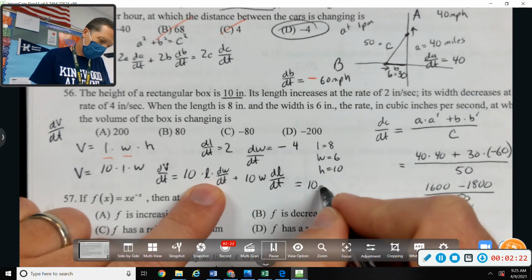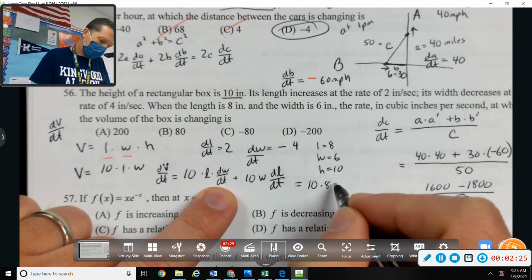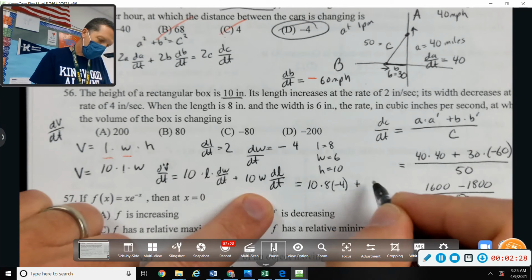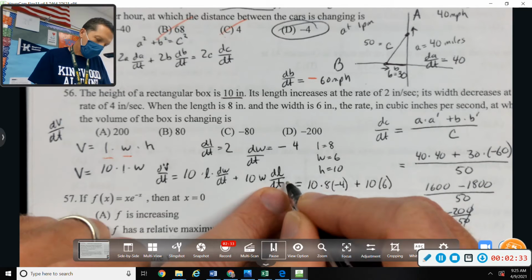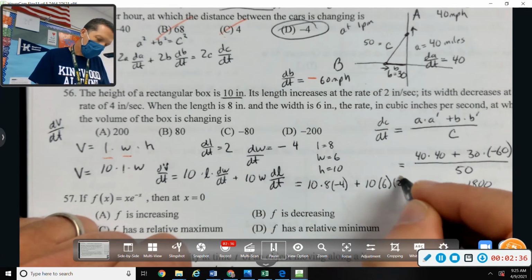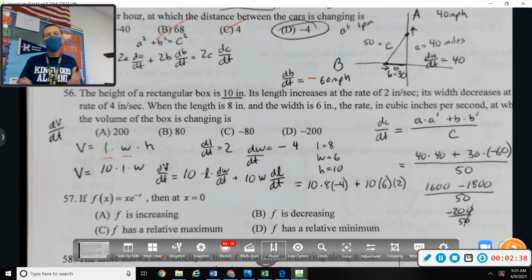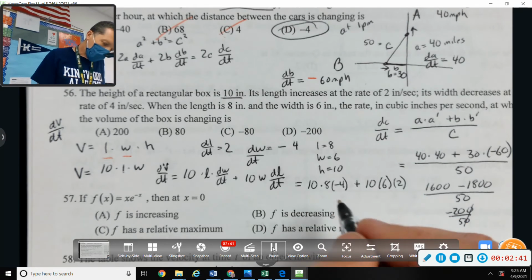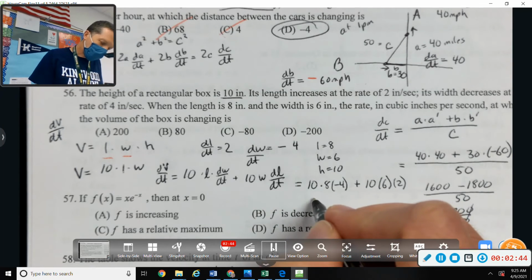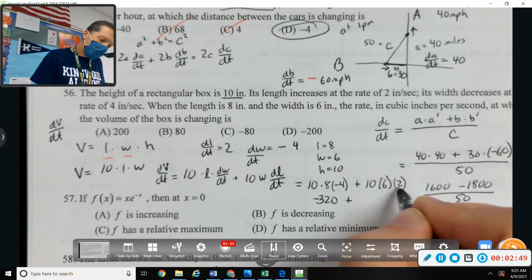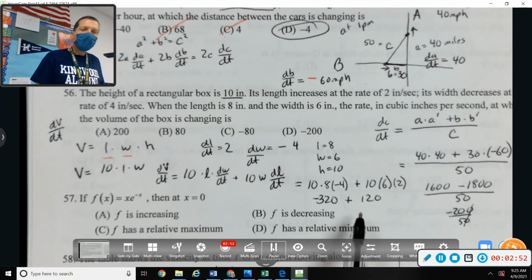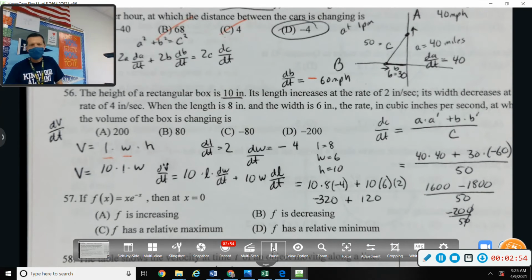10 times 8 times negative 4 plus 10 times 6 times 2. Again, safe stop, one free response. Multiple choice, I don't have that option. So negative 320 plus 120. Again, they rig things so that the math, the algebra, the computations work out on the no calculator part of the test. If you're getting crazy numbers, then you're probably doing something wrong.